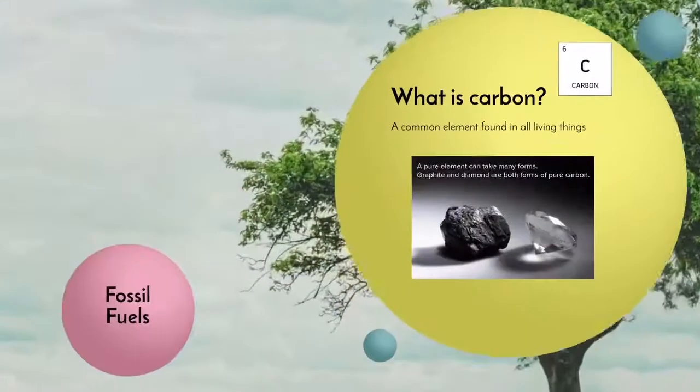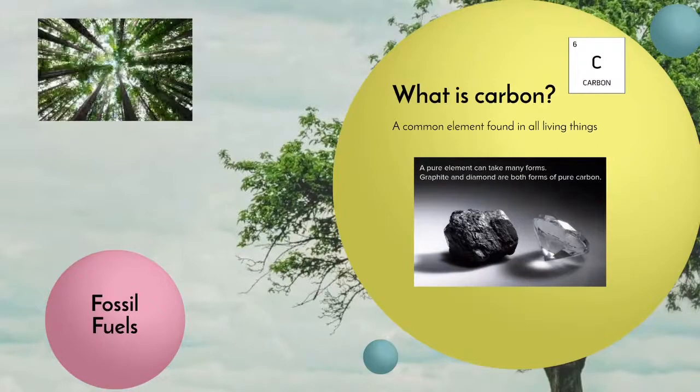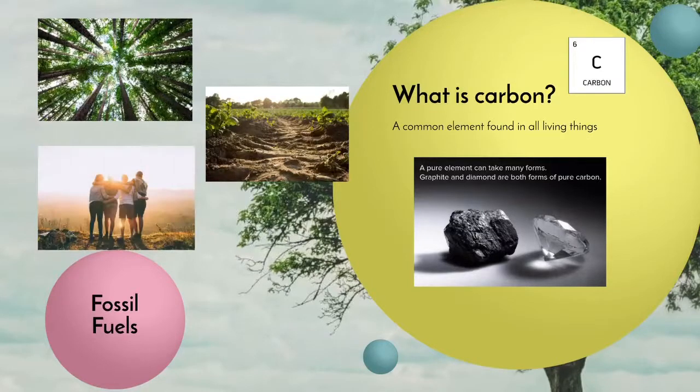So let's take a look at carbon. What is carbon? Carbon is the sixth element on the periodic table. It's found in all living things and it's very common, and it exists in many forms. Pure solid forms of carbon are diamond and graphite. It's also stored in plants, absorbed as CO2 through photosynthesis. It's found in the soil where it can be used by plants. In our bodies from the food we eat, we then breathe out a form of carbon.